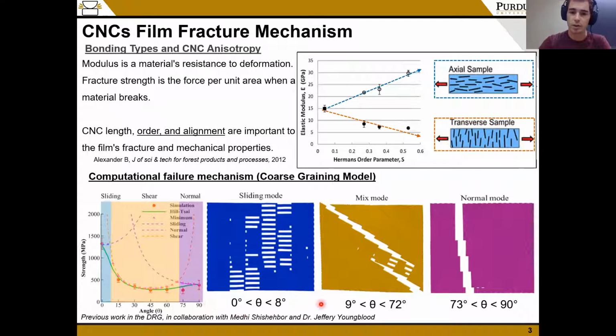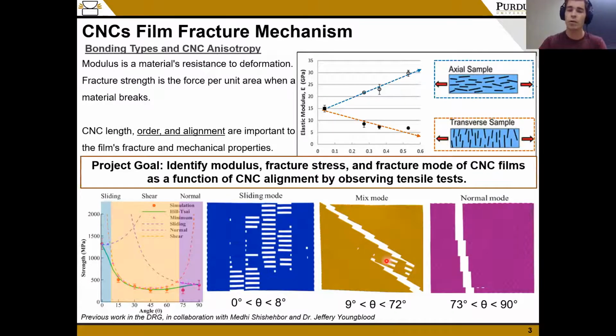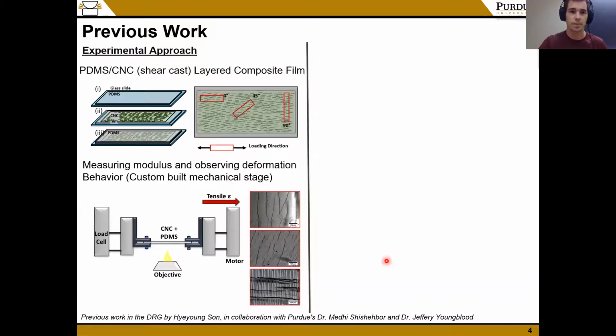The simulations predicted three fracture modes. One, a sliding mode in which cellulose nanocrystals pull past one another until the film breaks. Two, a normal mode in which the interface between crystals fractures. And then a mixed mode in which you can see evidence of both, the normal mode here and the sliding mode here. So our goal for this project is to identify the modulus, the fracture stress, and the fracture mode of cellulose nanocrystal films as a function of their alignment by observing tensile tests.